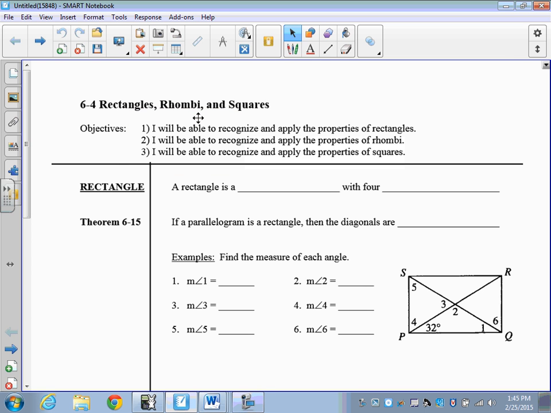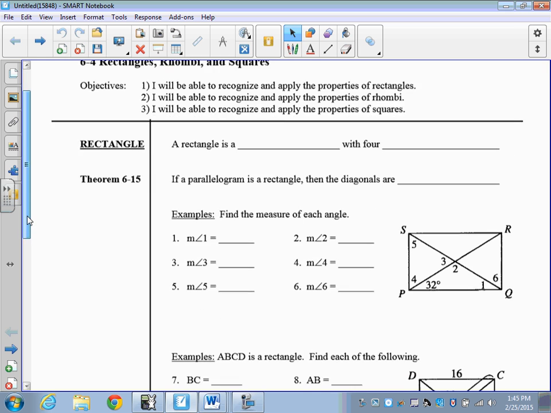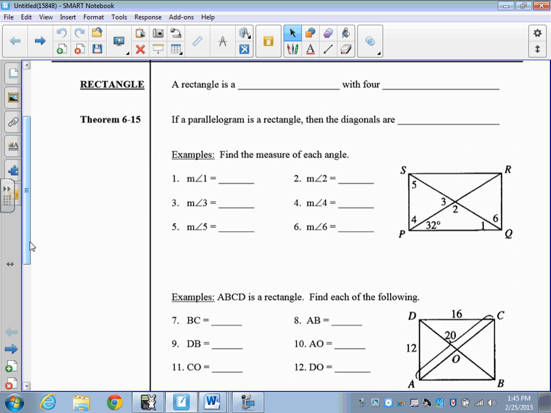These will be the notes for section 6.4, rectangles, rhombi, and squares. Our objectives are: I will be able to recognize and apply the properties of rectangles, rhombi, and squares. So first off, let's start off by saying what a rectangle is.